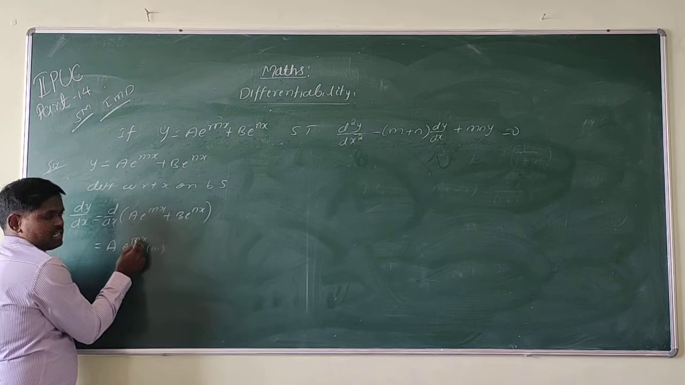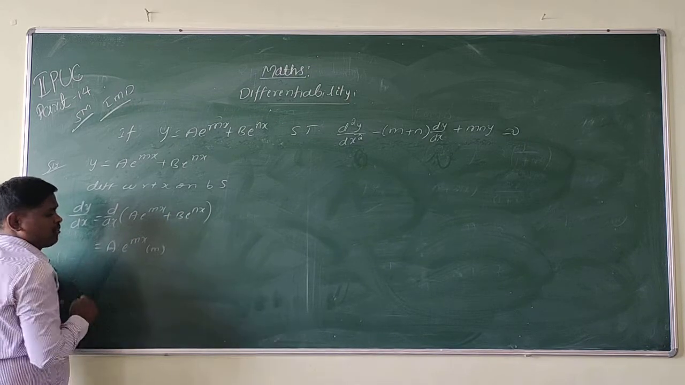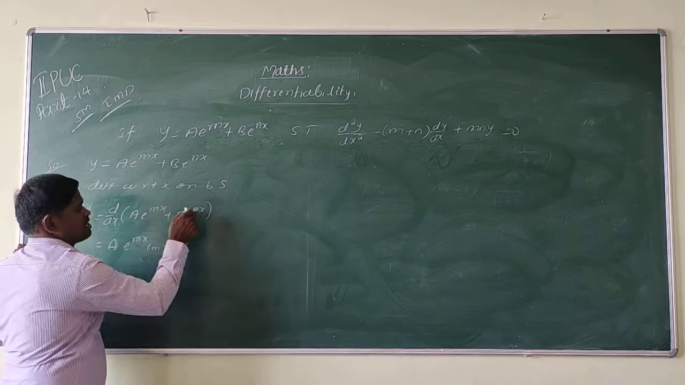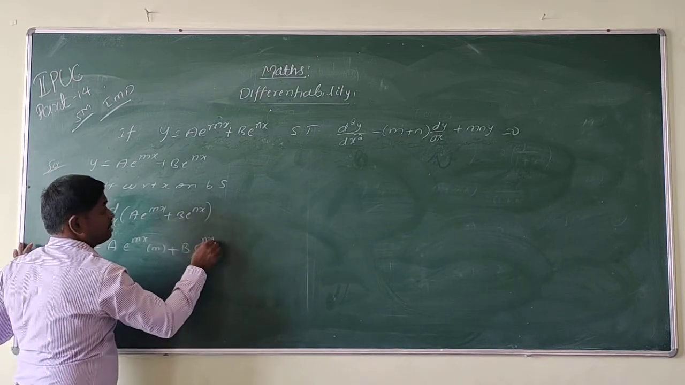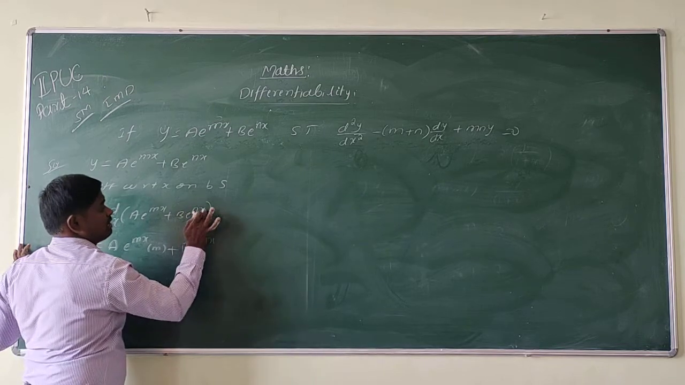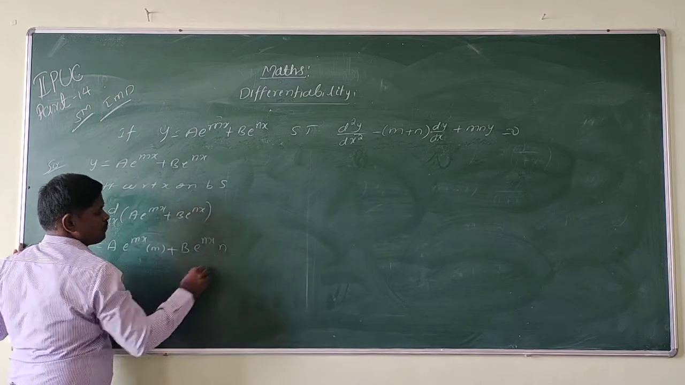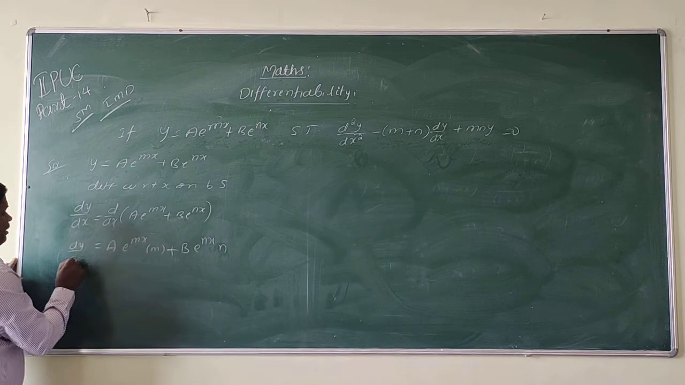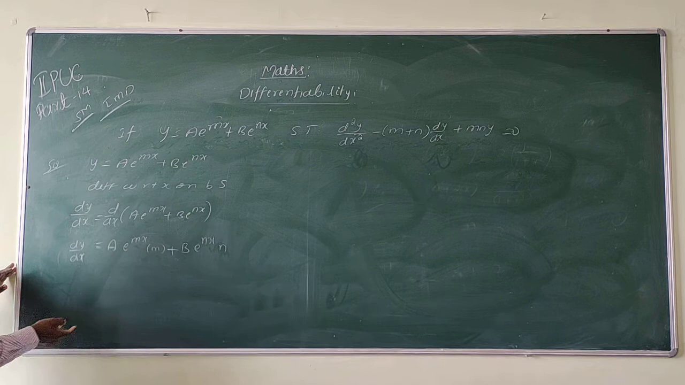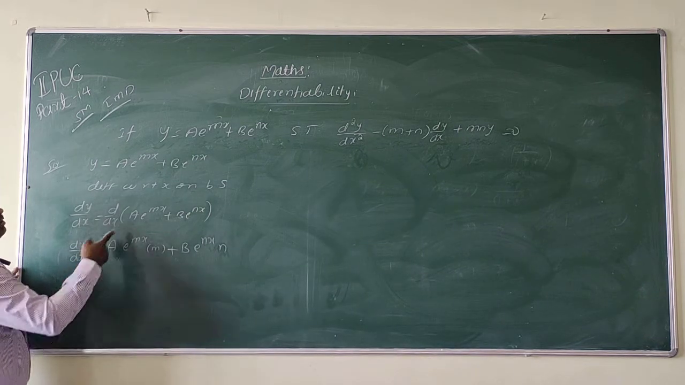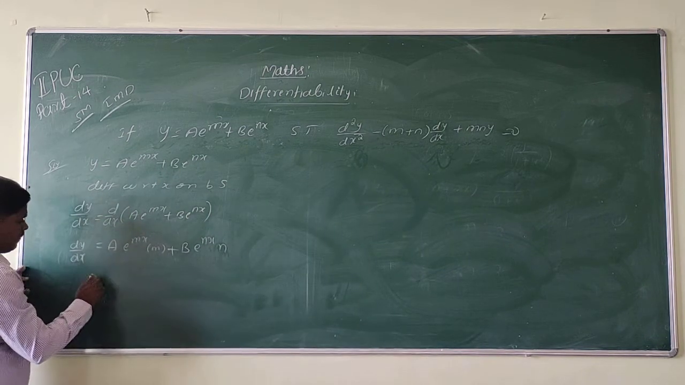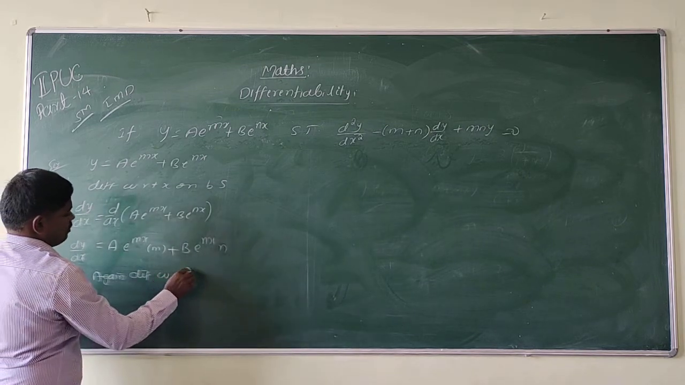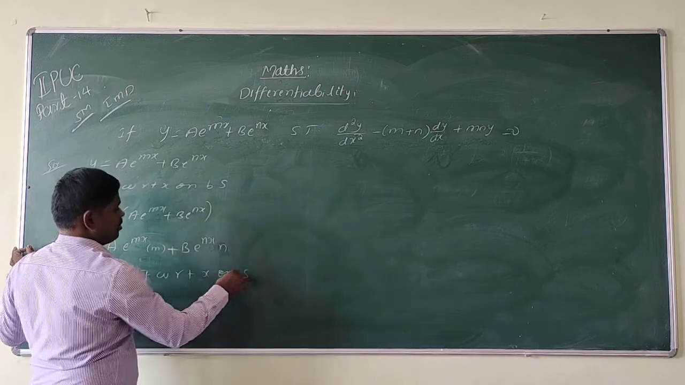So here not x is there, but mx is there. So therefore differentiation of mx is m. Okay. Plus similarly here b is constant. So differentiation of e to the power of nx is e to the power of nx into internal differentiation, that is differentiation of nx is n. Okay, so this is dy by dx. So again differentiate this equation with respect to x. So we need d square y by dx square also. So again differentiate with respect to x on both sides.